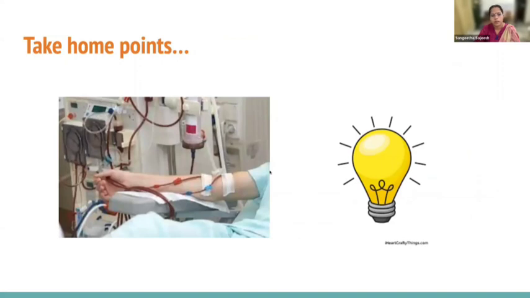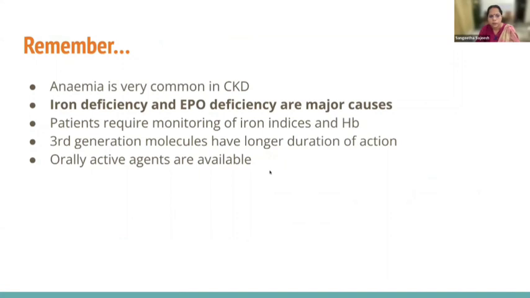So the take home points: anemia is very common in CKD. Iron deficiency and EPO deficiency are major causes, but we should not forget other nutritional deficiencies, hemoglobinopathies, underlying hematologic malignancies, or GI blood loss in patients with anemia, especially if we don't see the desired hemoglobin response even after initiating or escalating erythropoietin doses. So we should always rule out other underlying or concomitant causes which can contribute to anemia.